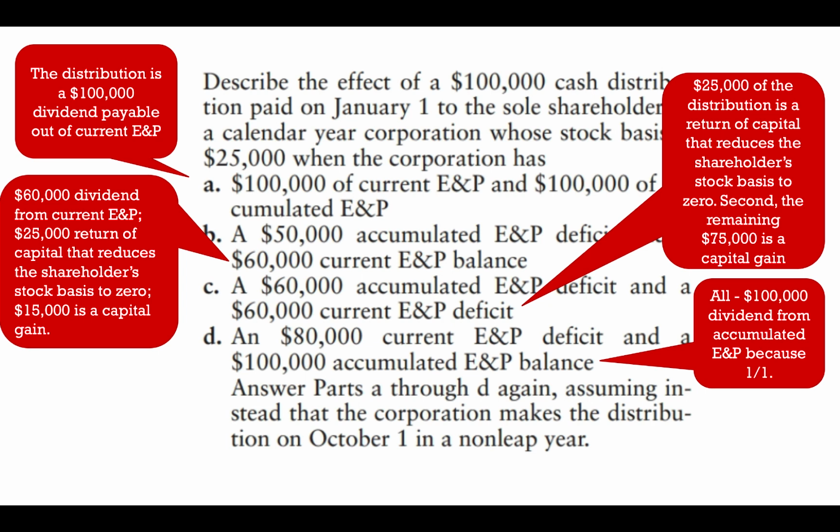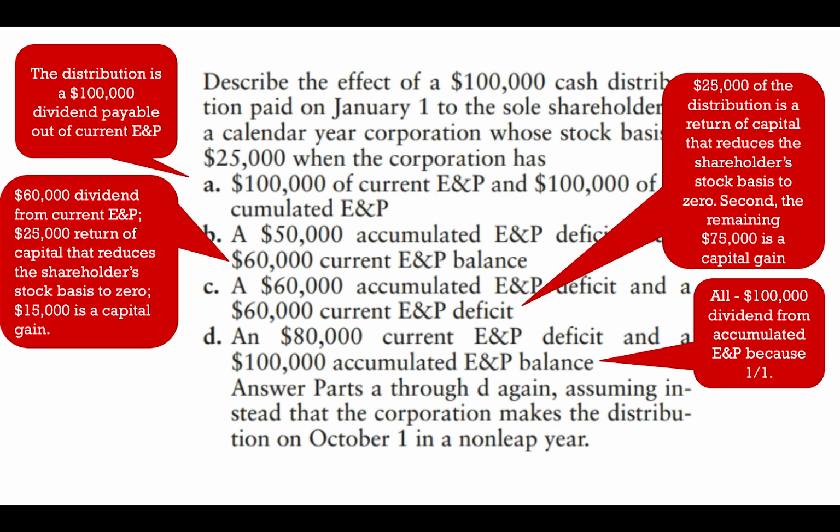So if it happened exactly in the middle of the year, we would take half of that current earnings and profits deficit, so $40,000, and we would reduce the accumulated earnings and profits balance by $40,000. But since the distribution happened on January 1, none of that current earnings and profits deficit had happened yet.